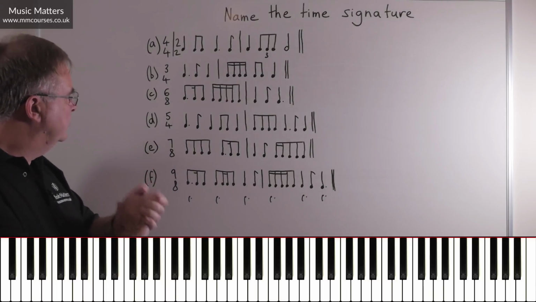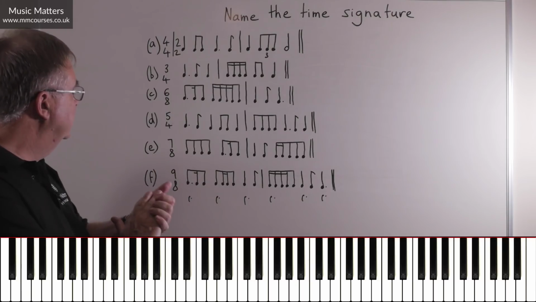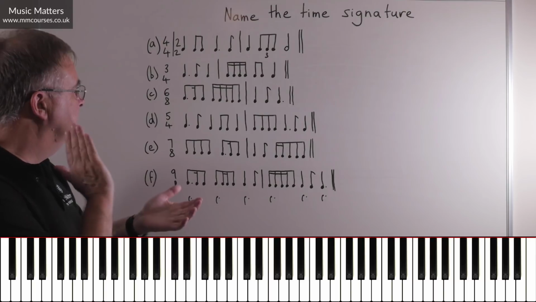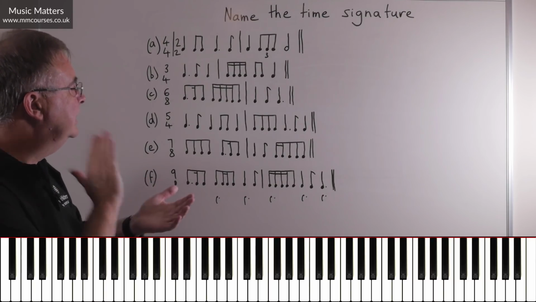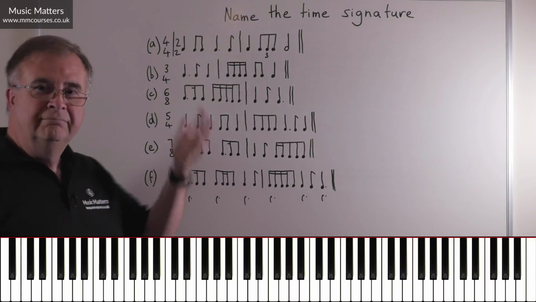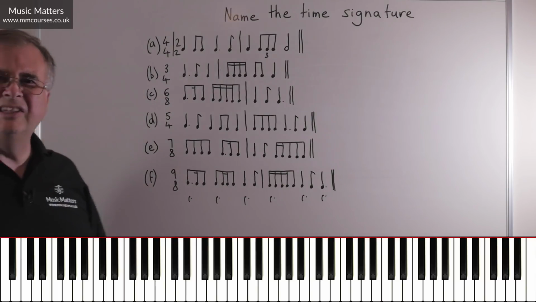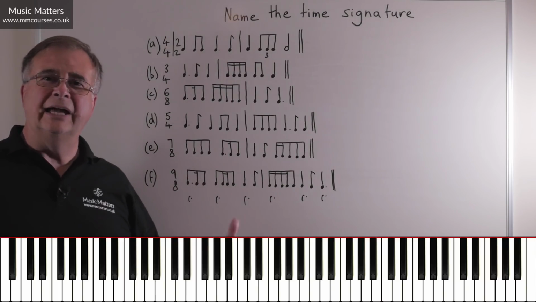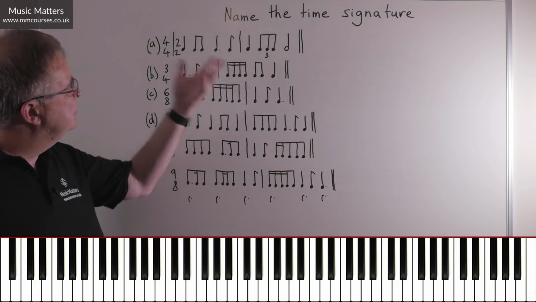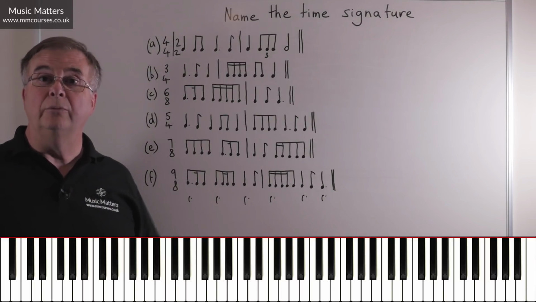1, 2, 3, 4, 5, 6, 7, 8, 9. 1, 2, 3, 4, 5, 6, 7, 8, 9. So there we have it, a group of rhythms just to be thinking about time signatures, counting the bars, how do the time signatures work, can we clap the rhythms, all kind of rhythms that we would meet in everyday contact with music. So I hope that's been useful.